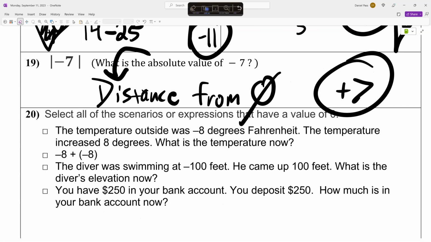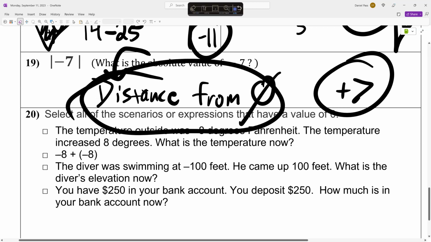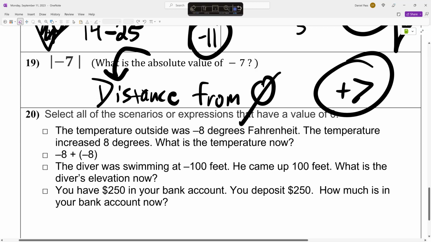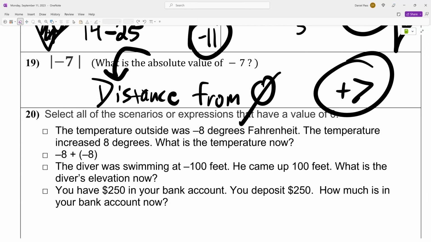What if this question said, what's the absolute value of positive 7? Then it'd be negative 7. No, then it stays positive 7. Absolute value is always positive. How far is it from 0? Okay, so everything's positive for absolute value. Alright, anyways, let's do number 20.